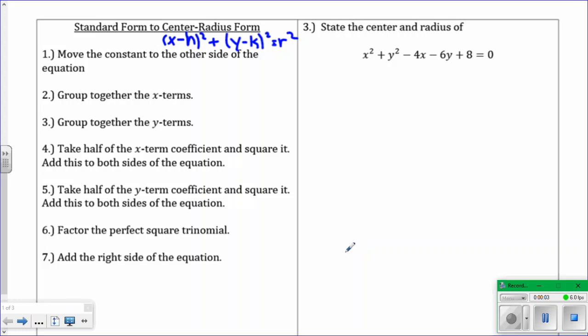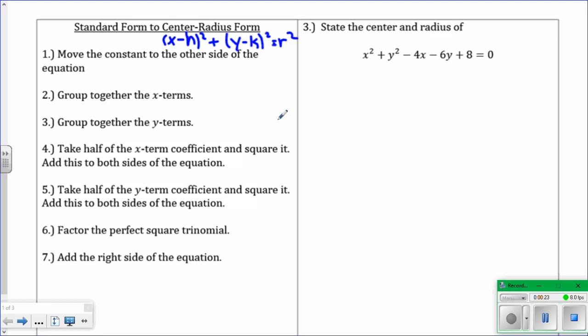So number 3 says to state the center and radius of, and there we have an equation of the circle, but it's not what you're used to because that is the standard form of a circle. Now what we have to do is manipulate this equation to get it in center-radius form, which I've already written out here up above.